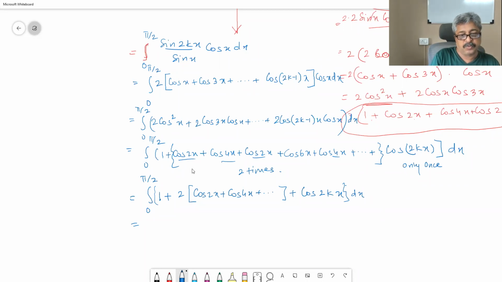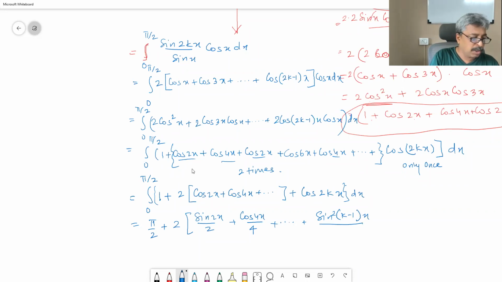So integrate 1 gives x, from 0 to pi by 2, plus 2 times sin 2x by 2 plus sin 4x by 4 plus dot dot dot plus sin 2 times k minus 1 x by 2 times k minus 1, to be evaluated from 0 to pi by 2, plus sin 2kx upon 2k to be evaluated from 0 to pi by 2. Everything is 0 except first pi by 2.